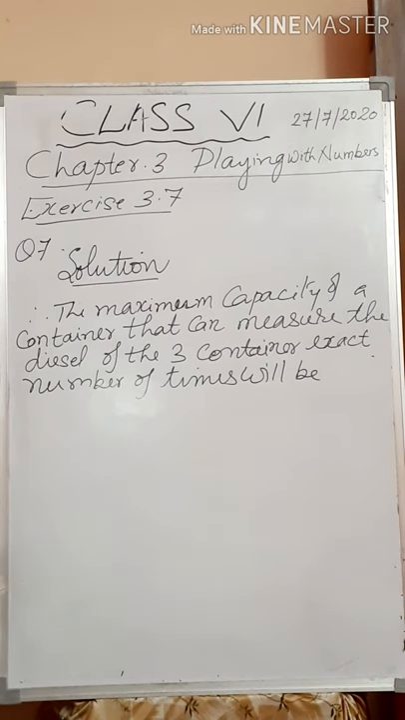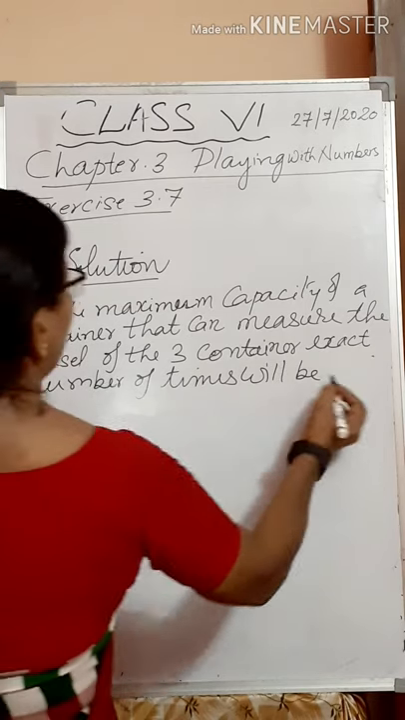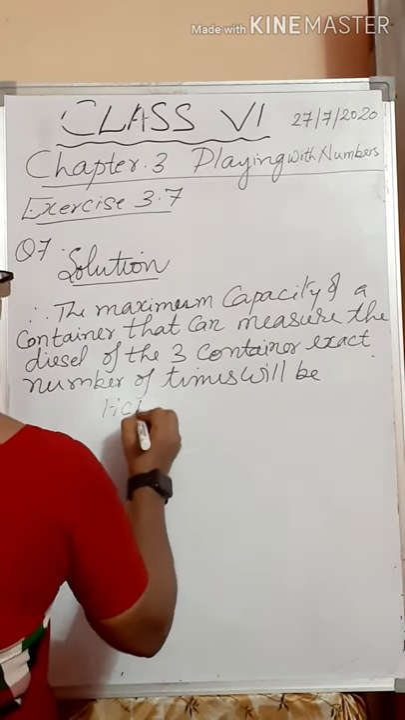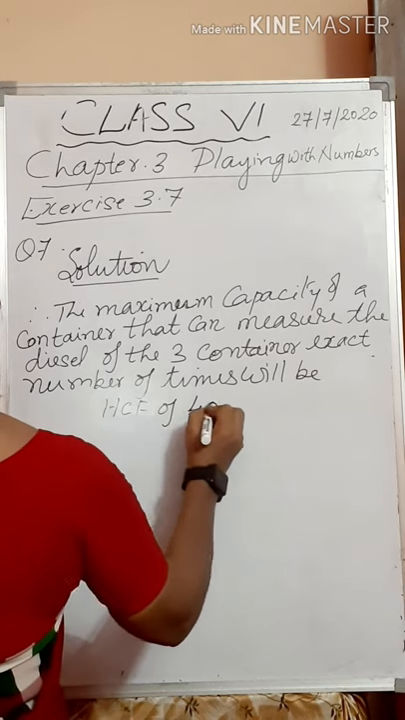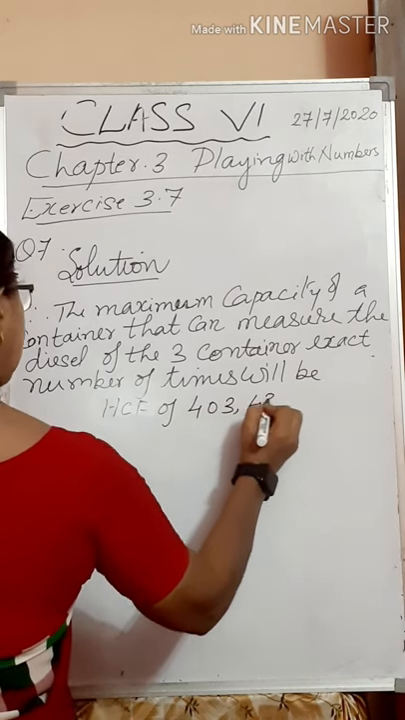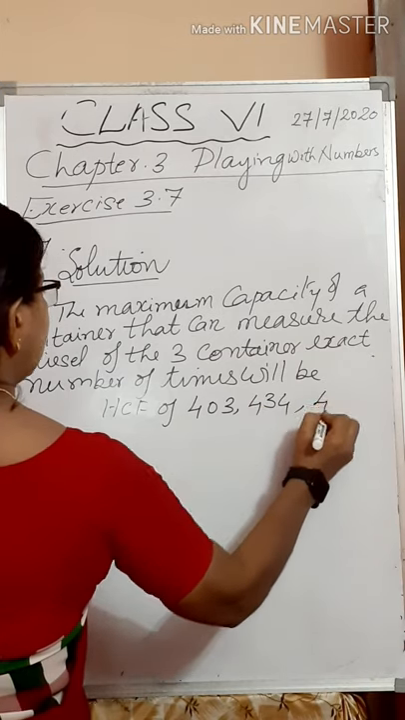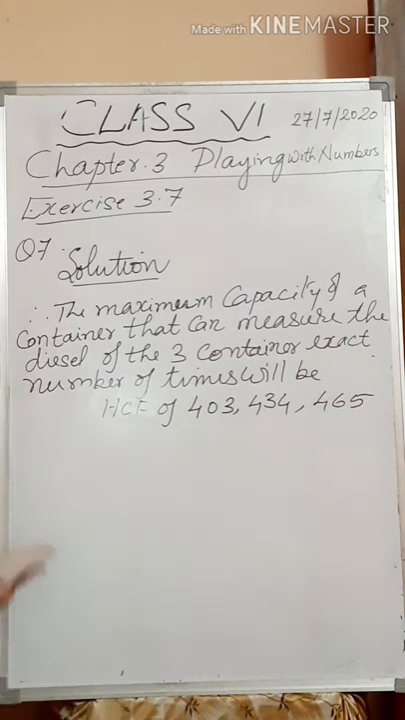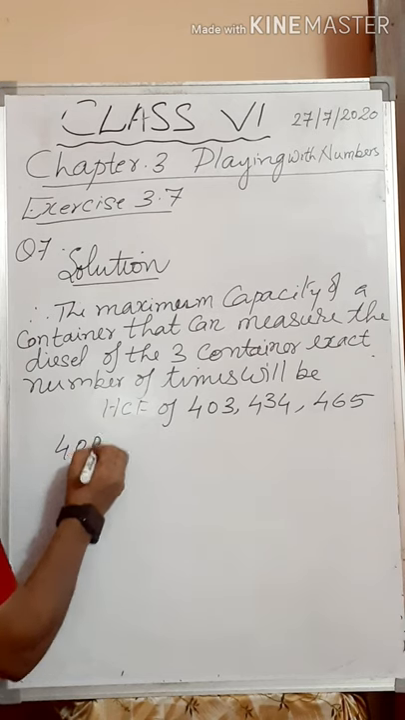In that case, we have to find out the HCF. Why are we using HCF? Find the maximum capacity of the container; we have to measure by using the smallest container. Therefore, we are going to find out the HCF of 403, 434 and 465.